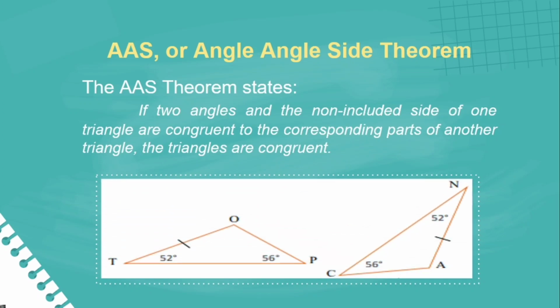So here are the congruent triangles, triangle POT and triangle CAN, with two measured angles of 56 degrees and 52 degrees, and a non-included side that are of the same measurement, and both these sides are opposite to angle 56. So by AAS theorem, these two triangles are congruent.